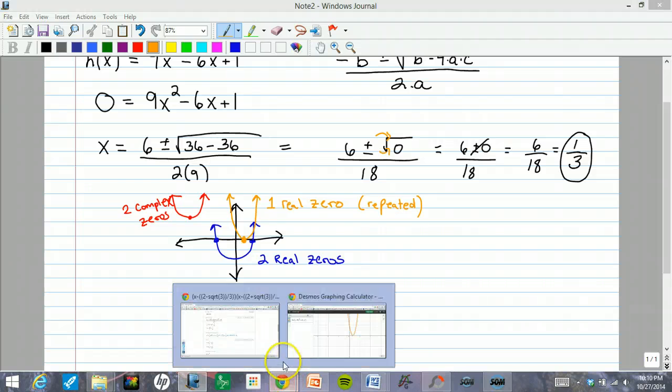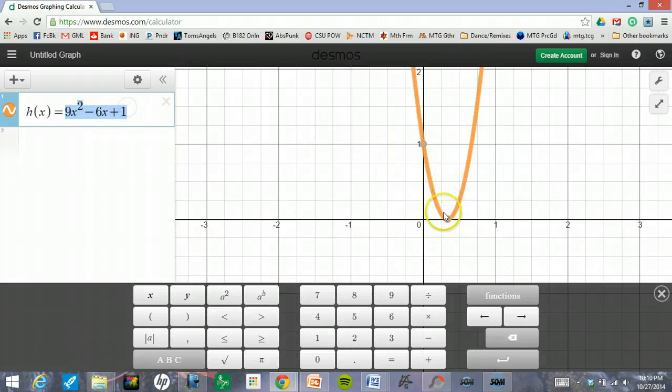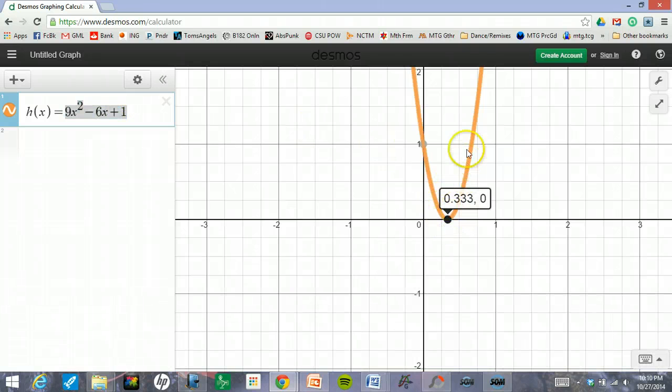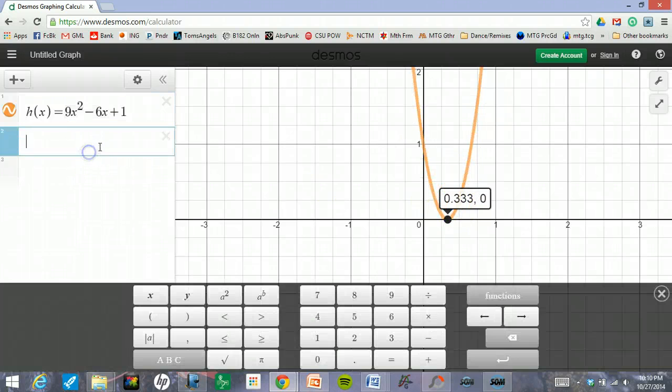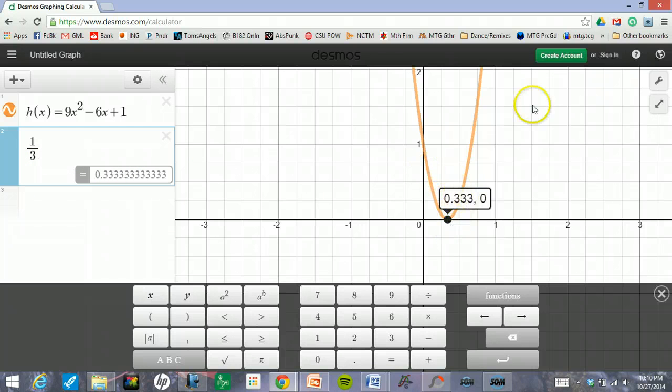If you actually did go through and graph this, here's the function 9x squared minus 6x plus 1, and what do you know, the turning point is on the x-axis. And again, not a big fan of this, but that was what we found. When you input 1/3, it outputs a 0. For those who didn't know, that 1/3 is approximately 0.33, or 0.333. That's it.